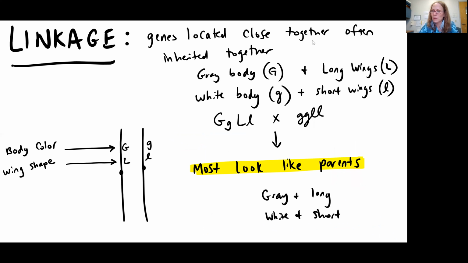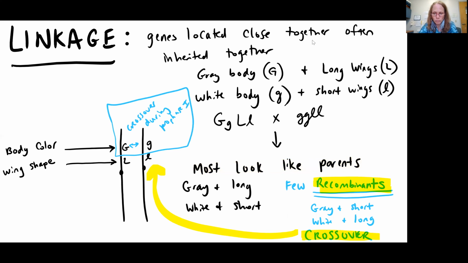In reality, when you do this cross with fruit flies, instead, you're getting most of your offspring looking like your parents. So if our parents were gray body with long wings, then we're going to get a set of our offspring that look like that. And then if our other parent was white body with short wings, we're going to get our other set of offspring looking in that way. So that tells us that those genes are probably closely located together on the chromosome, and so they're inherited together.